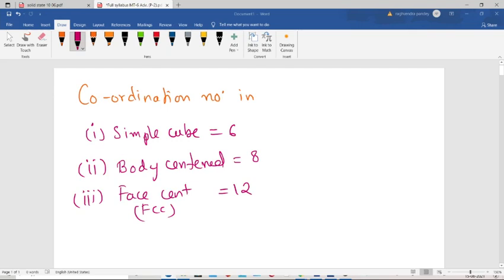Please read this question first, everybody. So what is it asking? It is asking the packing fraction and the n unit cells. N is there in this. So this is your n, this is given, and P is the packing fraction.